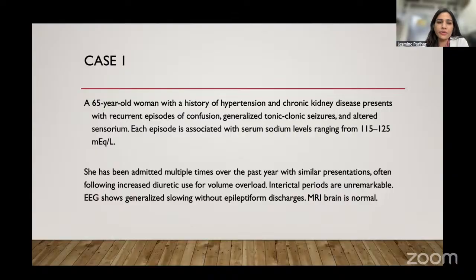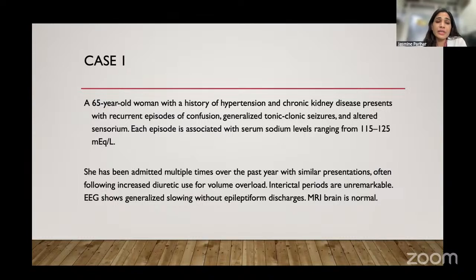Before we get into that, let's take a few case scenarios, because these will be the real clinical presentations that you will see in your patients, and the management would differ for each of them. In the first case, we have a 65-year-old woman who has a history of hypertension and chronic kidney disease, and she presents with recurrent episodes of confusion, generalized seizures and altered sensorium. During each episode, the patient has been documented to have a sodium level less than the normal range, like 115 to 125.